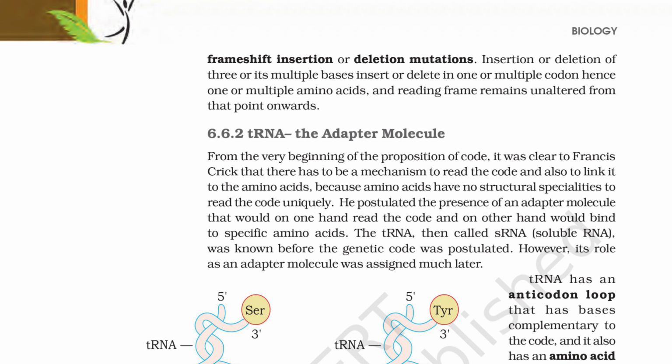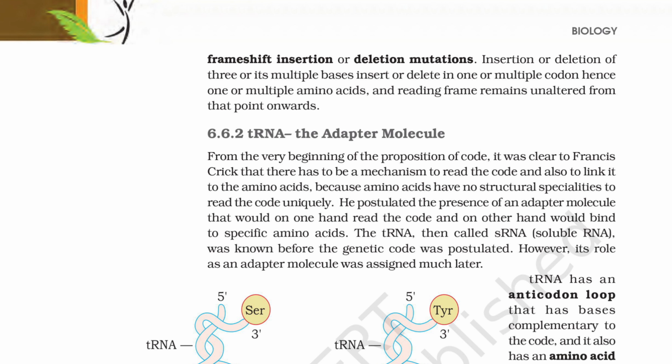tRNA, the adapter molecule. From the very beginning of the proposition of code, it was clear to Francis Crick that there has to be a mechanism to read the code and also to link it to the amino acids. Because amino acids have no structural specialities to read the code uniquely, he postulated the presence of an adapter molecule that would on one hand read the code and on the other hand would bind to specific amino acids. The tRNA, then called sRNA, soluble RNA, was known before the genetic code was postulated. However, its role as an adapter molecule was assigned much later.